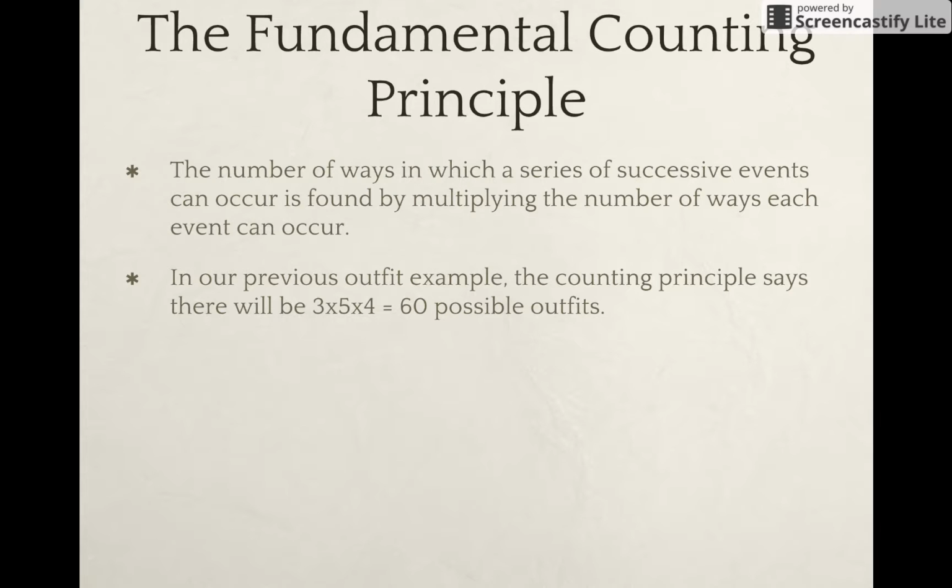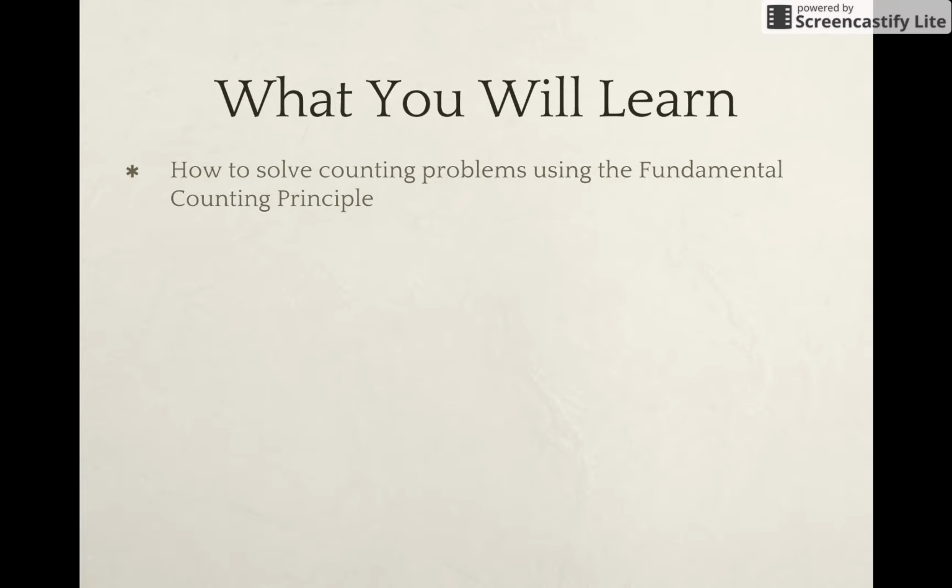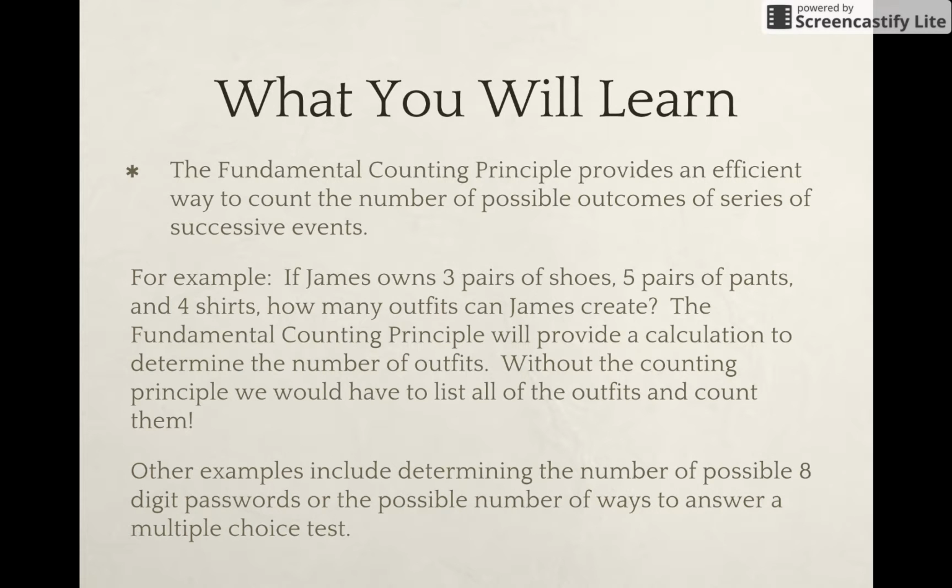So the fundamental counting principle says the number of ways in which a series of successive events can occur is found by multiplying the number of ways each event can occur. So in our previous example, the counting principle would say that there are 3 times 5 times 4, which is 60 possible outfits for James. We'll take a look back and see where those numbers come from.